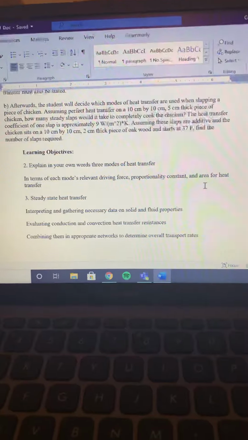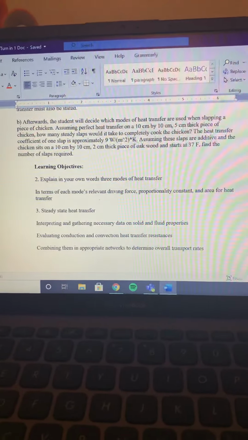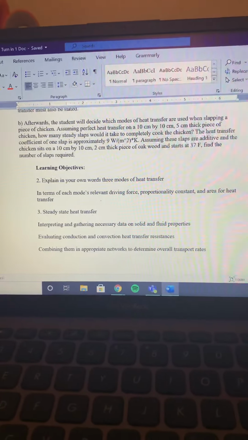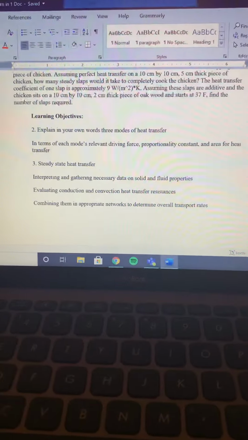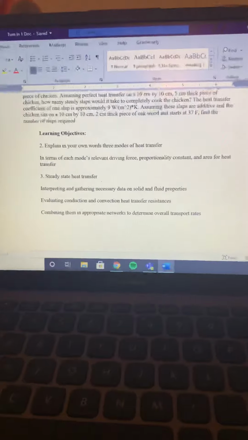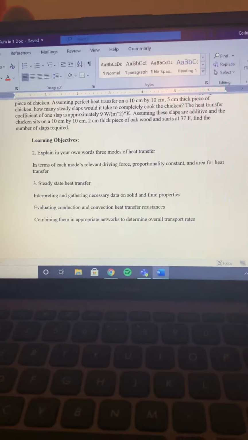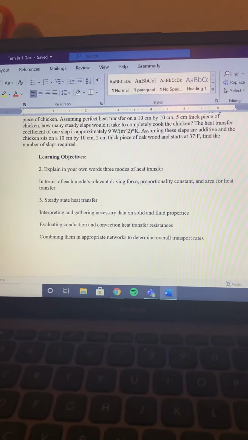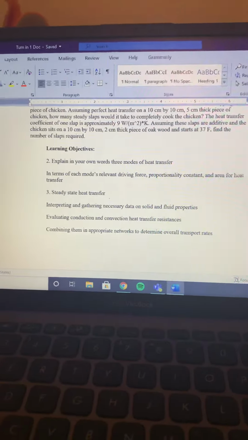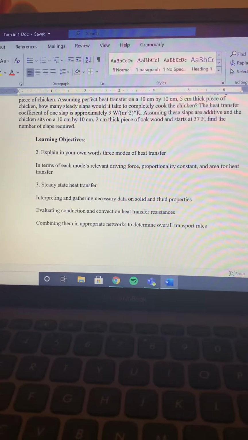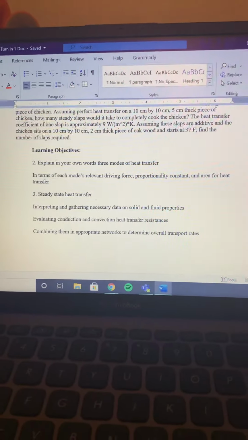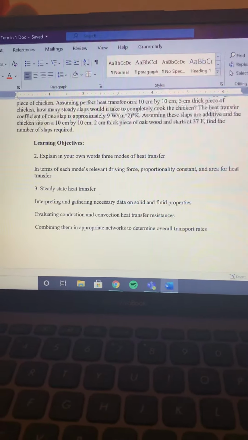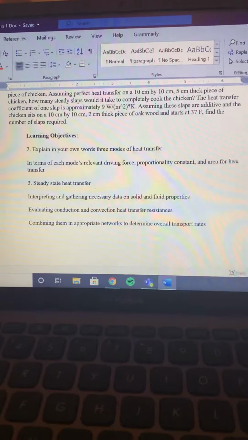So you're going to interpret and gather necessary data on solid and fluid properties. And then you're going to evaluate conduction and convection heat transfer resistance. There won't be any radiation involved in this problem, so I'll have to cover that in a different problem. And then they will have to be combining resistances in an appropriate network to find the transport rates. So that is what I'd like to do for one of my problems.